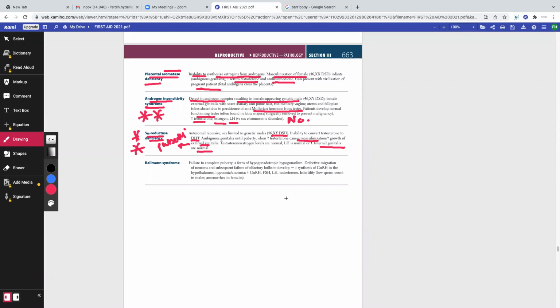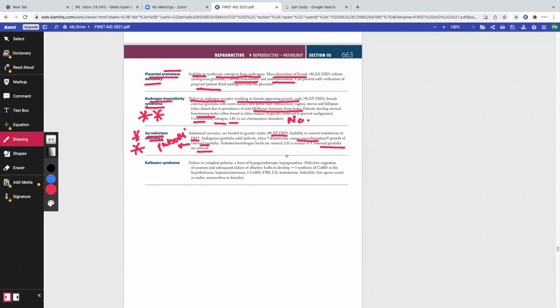In Mullerian agenesis, do we have cryptorchidism? Yes or no? In androgen insensitivity, do we have cryptorchidism? Yes or no? Okay. In 5-alpha reductase deficiency, do we have virilization at a later stage in life? Yes or no? Very good. In 5-alpha reductase deficiency, do we also have early ambiguous genitalia and later phenotypically male external genitalia? Yes or no? The answer is yes.